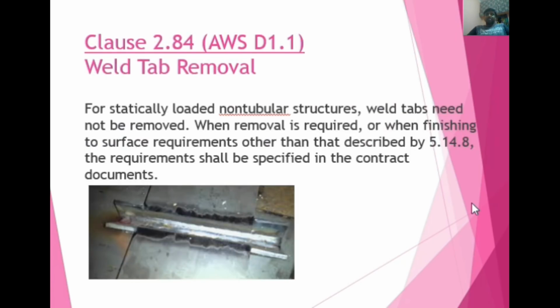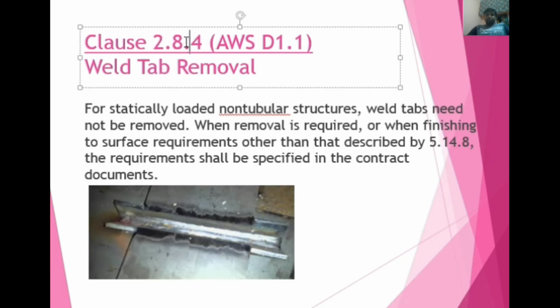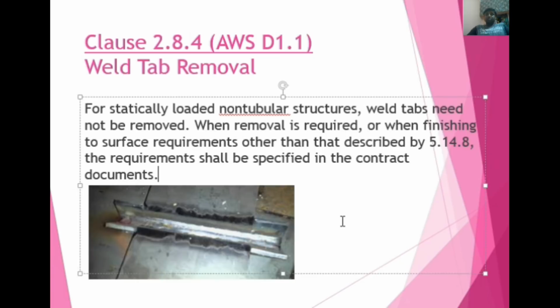Clause 2.8.4 of AWS D1.1 is weld tab removal. You know this everywhere. When you are welding a V joint in a plate, you see the tab at the end. This is called a run off tab or weld tab. You can see it at both ends. Also, you can see the run off bar at the back side.